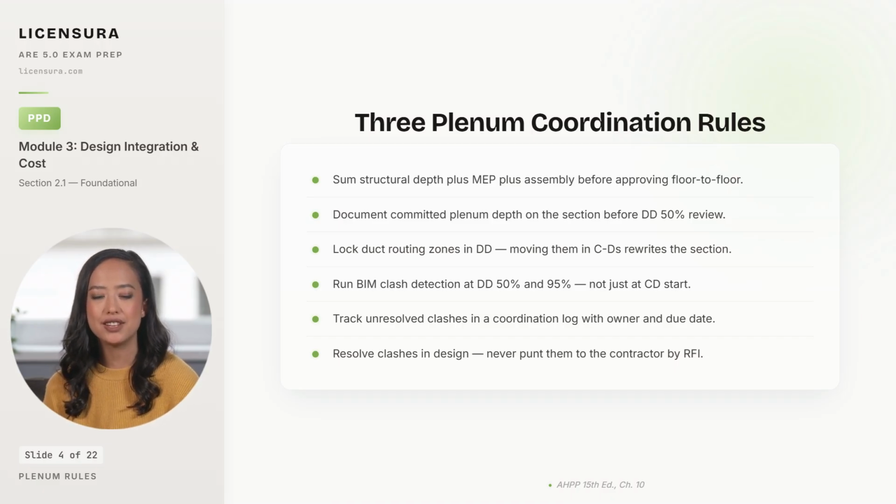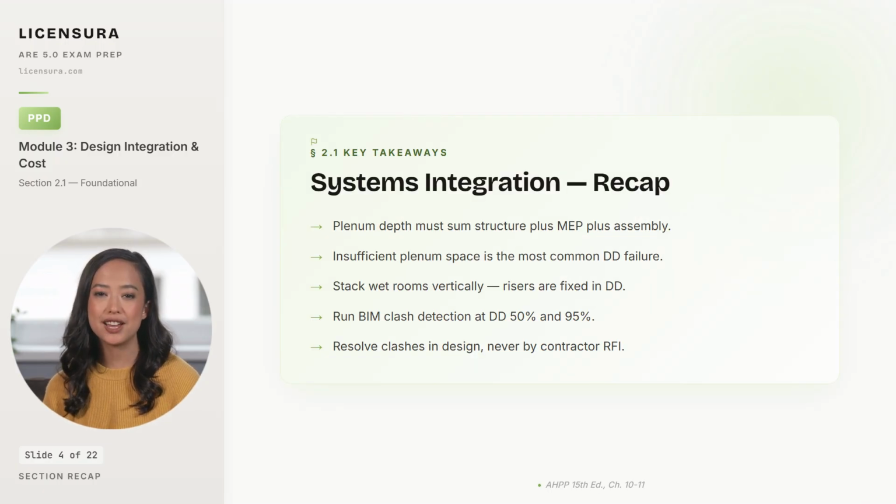5 takeaways anchor systems integration during design development. 5 takeaways on integrating structural, MEP, and architectural systems during design development. Plenum depth must sum the structural depth plus the MEP depth plus the ceiling and floor assembly. Never just one or two of those, because the others are the ones that surprise you.